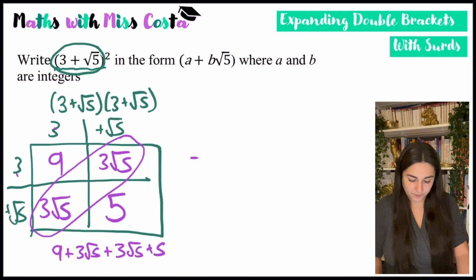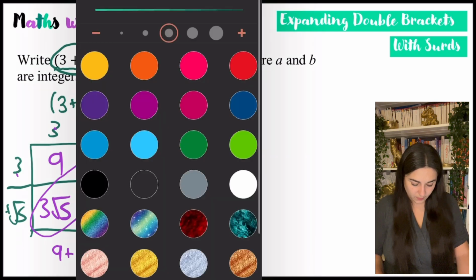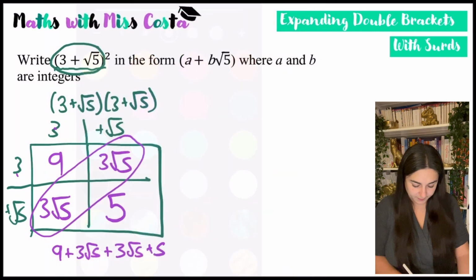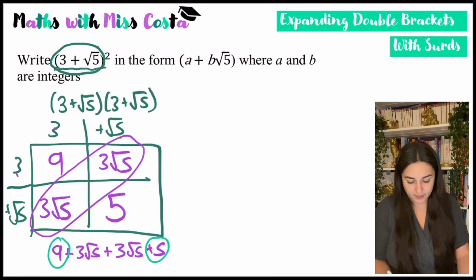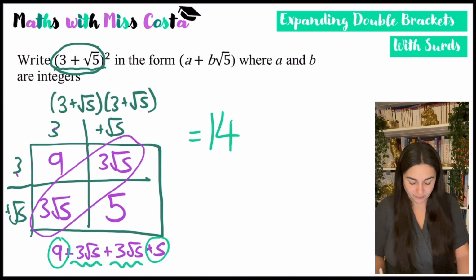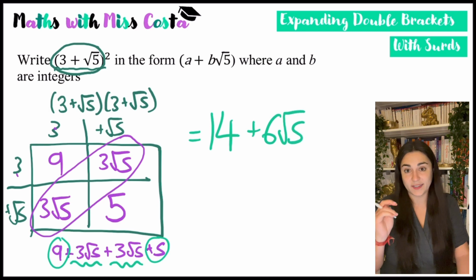So I would simplify the like terms. So I've got 9 plus 5 is going to give me 14. And then 3 root 5 plus 3 root 5 is going to give me 6 root 5. Remember, you can treat the surd as algebra.